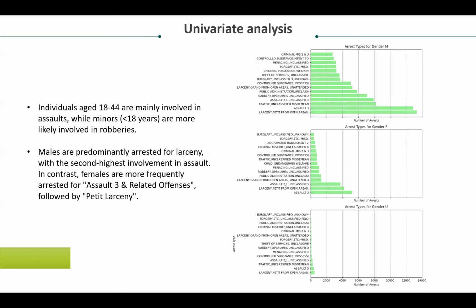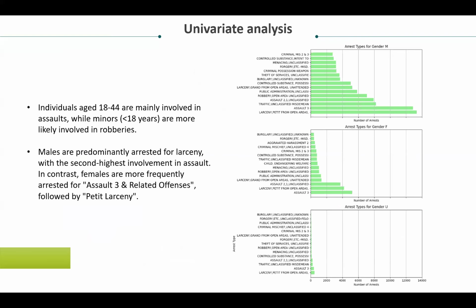As a part of the analysis, we came to the conclusion that individuals aged between 18 and 44 are mainly involved in assaults, while minors are more likely to be involved in robberies. Males are predominant over females, and females are more frequently arrested for assault and related offenses, followed by petit larceny.